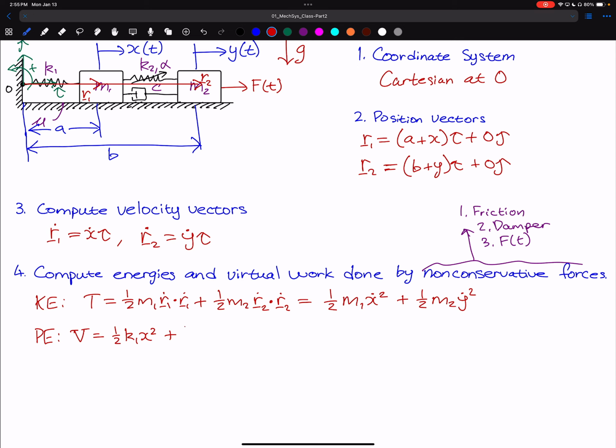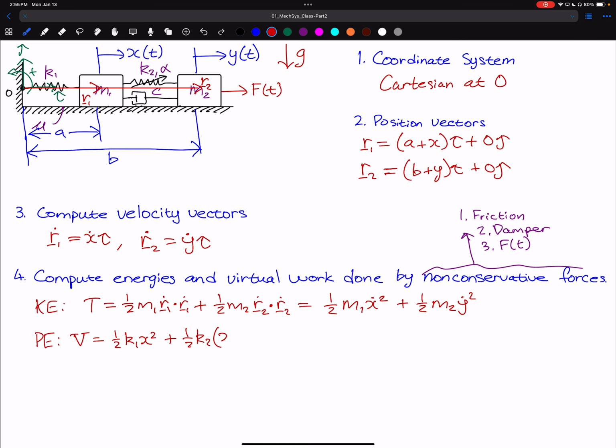So in this case, it's going to be 1/2 K2 times the quantity y minus x, and the whole quantity squared, because it's the relative displacement across the spring that determines the potential energy. And then for that nonlinear spring, we're going to have 1/4 times alpha, times the relative displacement, but this time raised to the 4th power.